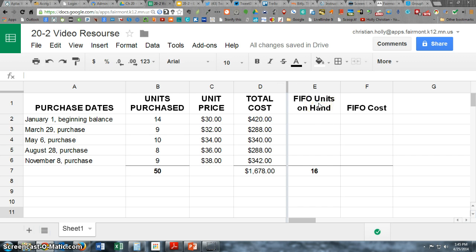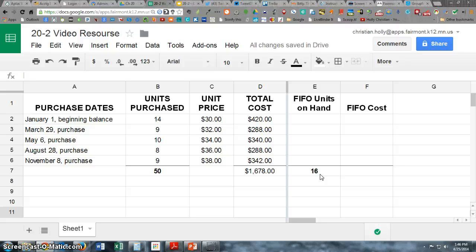So according to the instructions, there were 16 units left at the end of the year. These are all the units we purchased throughout the year. We started with 14 on January 1st. We made a purchase on March 29th, May 6th, August 28th, and November 8th. These are the units we purchased, the per unit price, and the total. So at the end of the year, we had 16 left. We need to figure the price of those units at the end of the year.